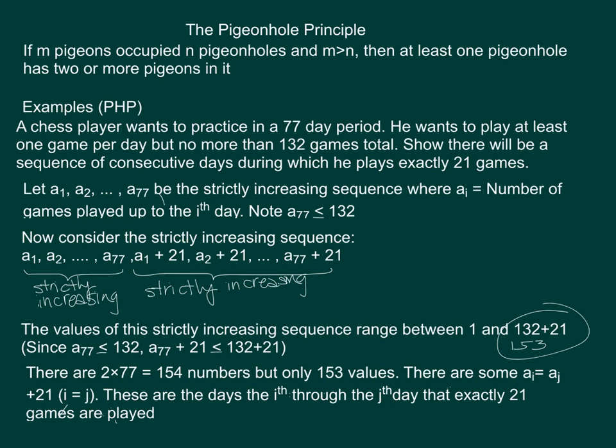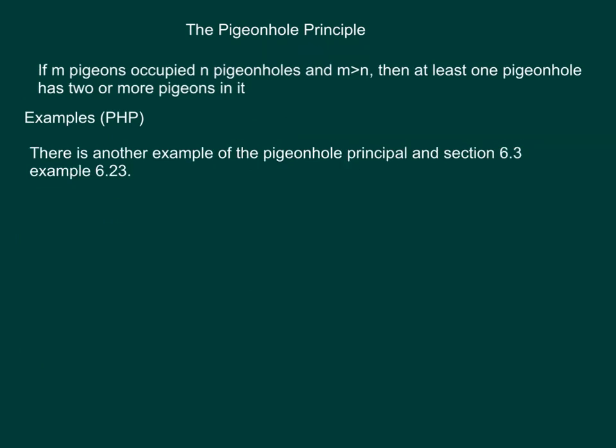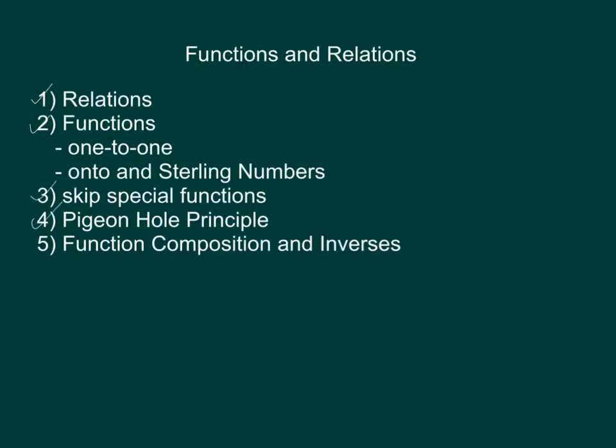So take a minute to look at it. It's an interesting proof, but not something that's immediately obvious. One more example, which is really interesting because it's in a proof, so it's not contrived, like you're looking for socks in the dark. In chapter 6, section 6.3, there's an example, 6.23, that uses the pigeonhole principle in a proof. So now we've covered the pigeonhole principle, and we're ready to go on to function composition and inverses.